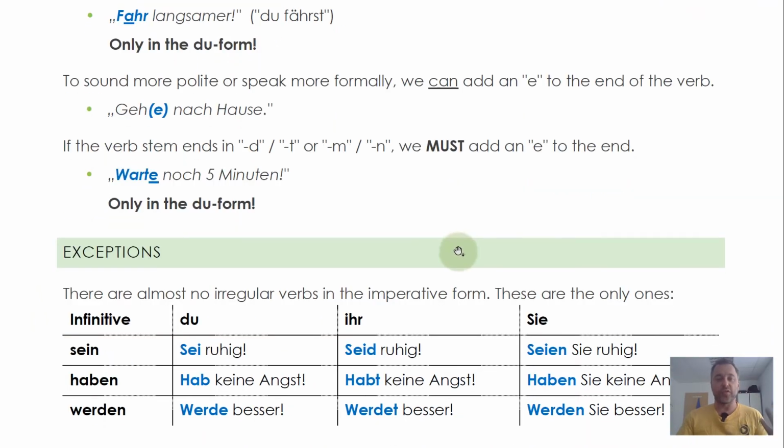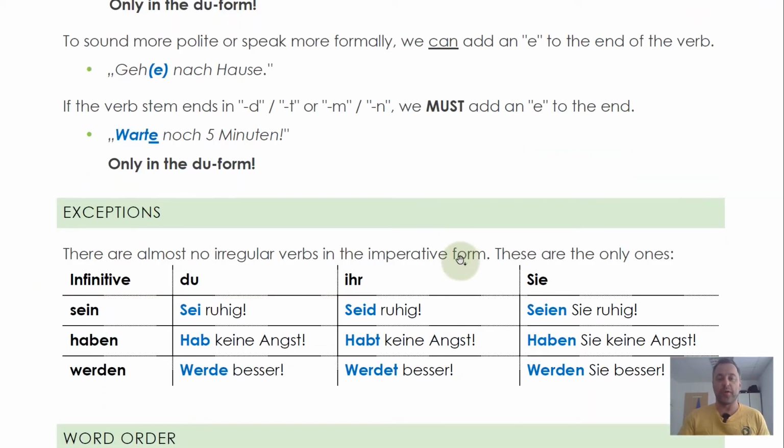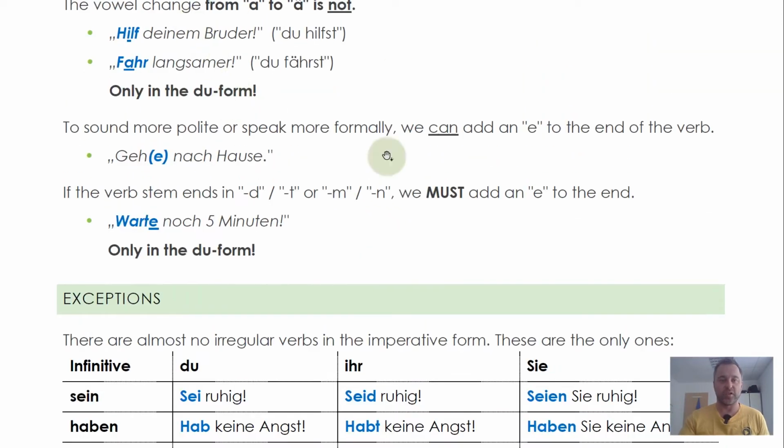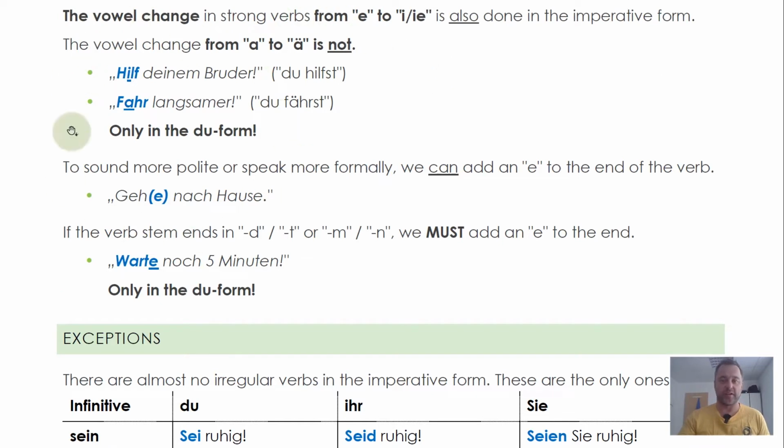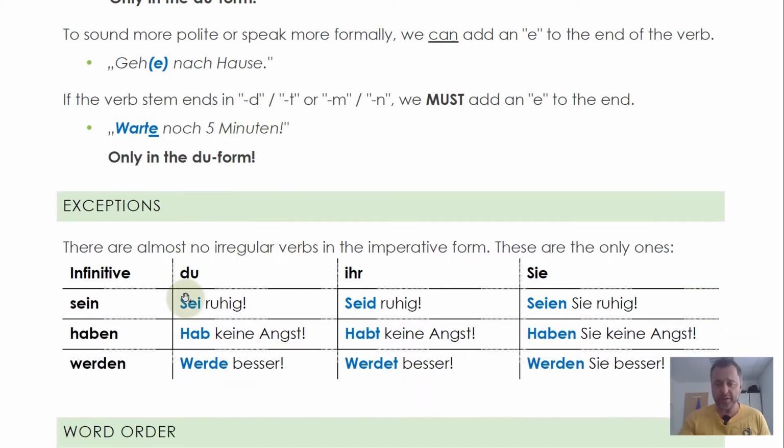So those are the rules, and there are only 3 verbs that are irregular in imperative, so they do not go according to those rules, including these special characteristics. And those are the usual suspects. If it comes to irregular verbs, it's sein, haben, werden, so to be, to have, and to become as a main verb, or like would as well. So sein is very obviously irregular. You see here already, well, this is another version. Sei ruhig, seid ruhig, seien Sie ruhig. Why are those two irregular? They look pretty regular.